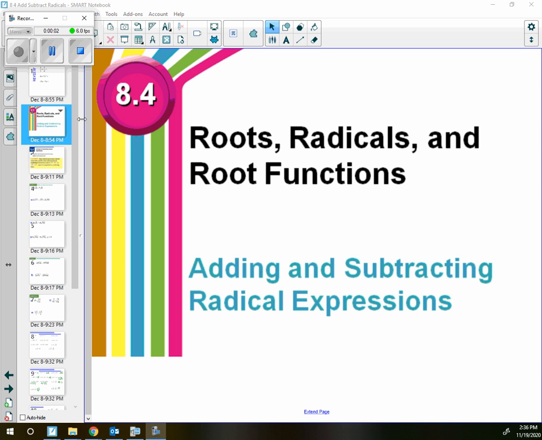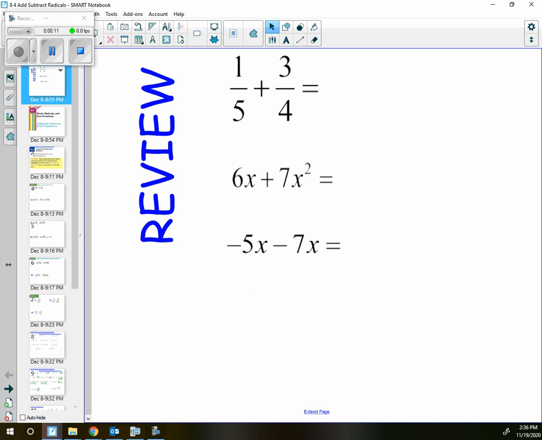Okie doke. So on to 8-4. So we're going to take a look at adding and subtracting now. So we're working our way through. We did simplifying radicals. Now we're going to look at adding and subtracting. And to be able to do that, I want to do some review warm-up questions, some things that might pop up, and just to double check on a few things.